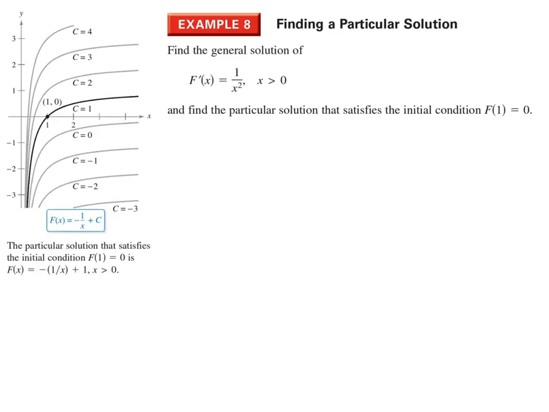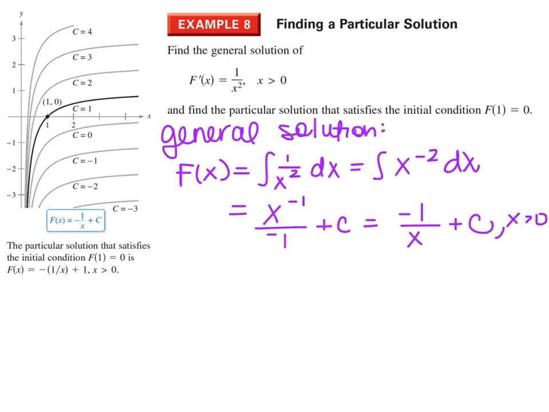So let's try an example where we have to find a general solution. So this is the derivative we're given. So it's 1 over x squared. We need to find the original equation where x is greater than 0, and then find the particular solution that satisfies the initial condition of f of 1 equals 0. So this is the point that we're going to plug in. So my first step is to find the general solution. So big F of x is equal to the integral of 1 over x squared dx.